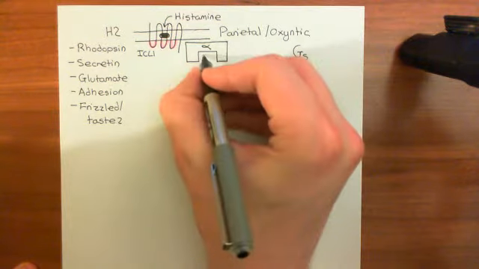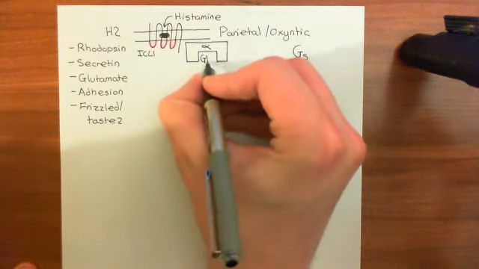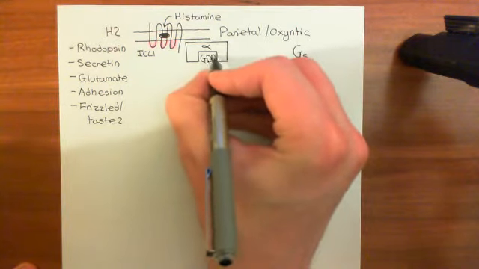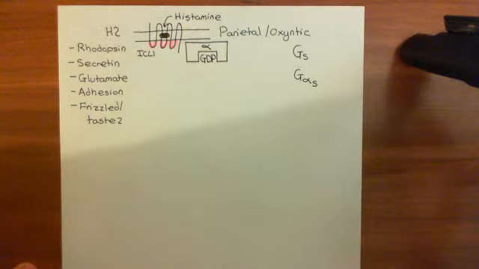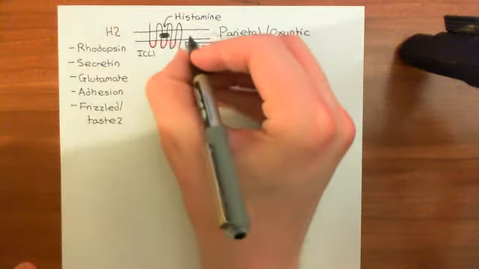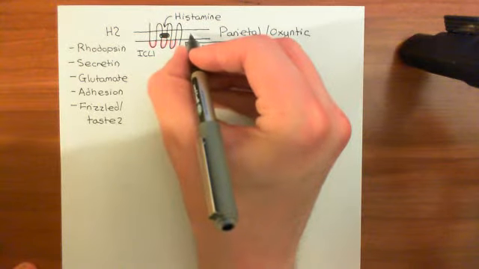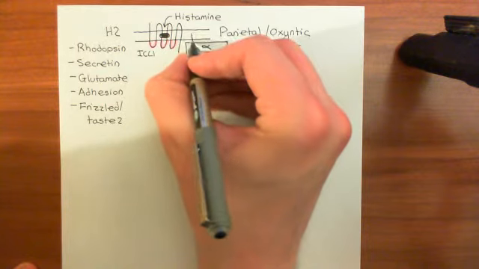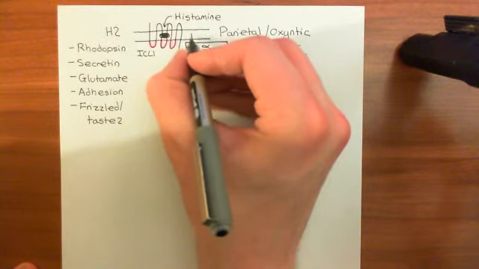Okay, so let's say that originally our alpha subunit is in the off state and therefore has GDP, guanosine diphosphate, bound to it. Okay, now the alpha subunit is attached to the inner leaflet of the phospholipid bilayer via a lipid modification.